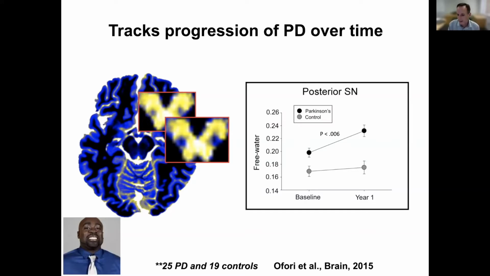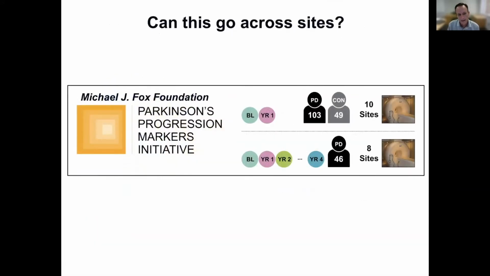We've since then validated it in another study, which I'll show you in just a minute. We used a cohort from the Michael J. Fox Foundation. There's a big international study going on that's supported by the Michael J. Fox Foundation called the Parkinson's Progressive Marker Initiative. In this study, we were able to get data from 103 PD and 49 controls, baseline in 1 year, and this is across 10 different MRI sites.